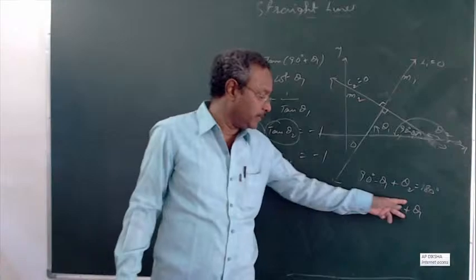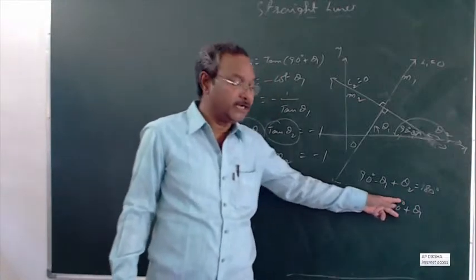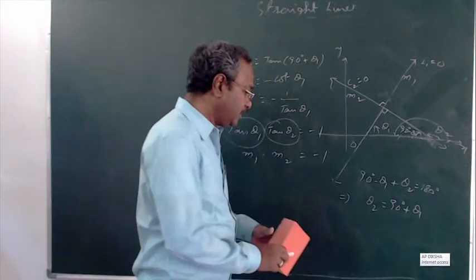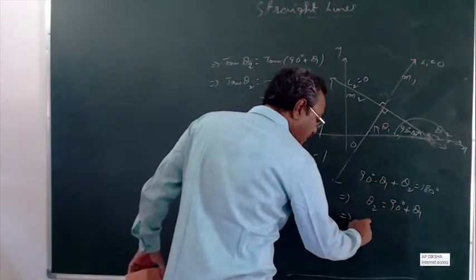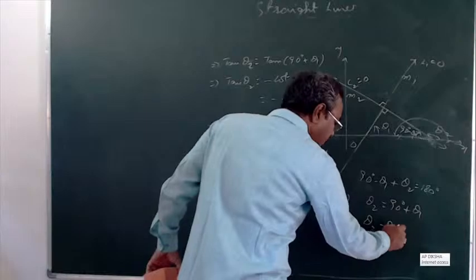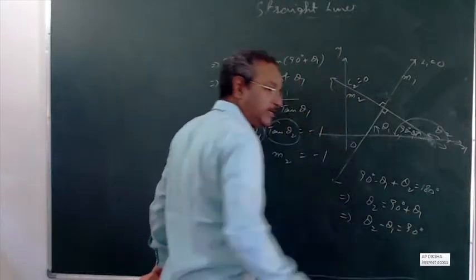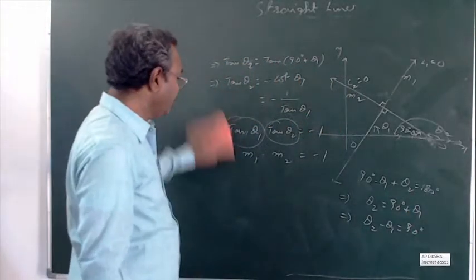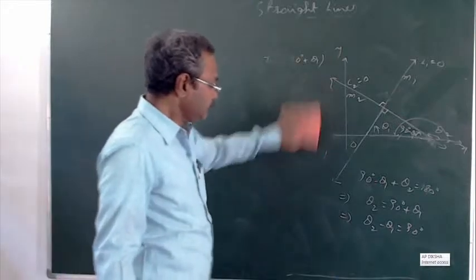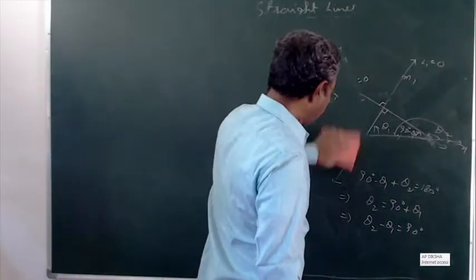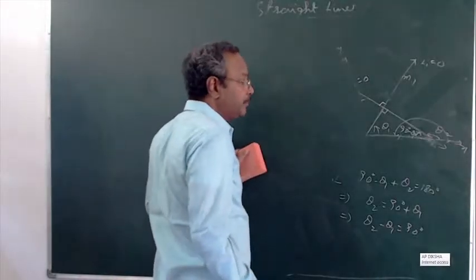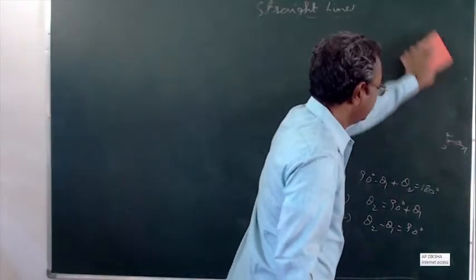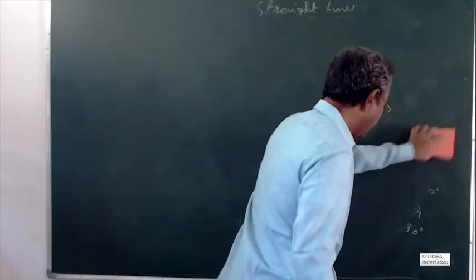You have this relation here. Now look at this relation. Theta 2 is 90 plus theta 1, or you can write it as theta 2 minus theta 1 is equal to 90. Okay. Now, suppose the lines are not perpendicular to each other. Suppose they are intersecting at an angle theta.